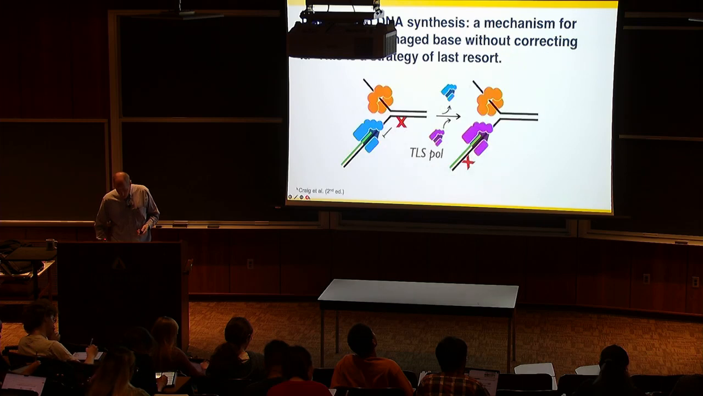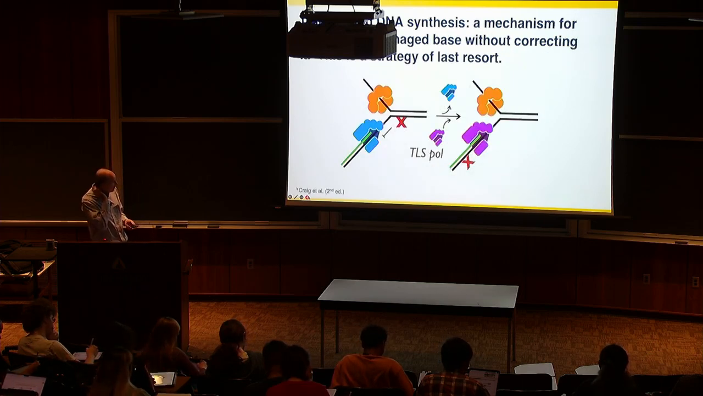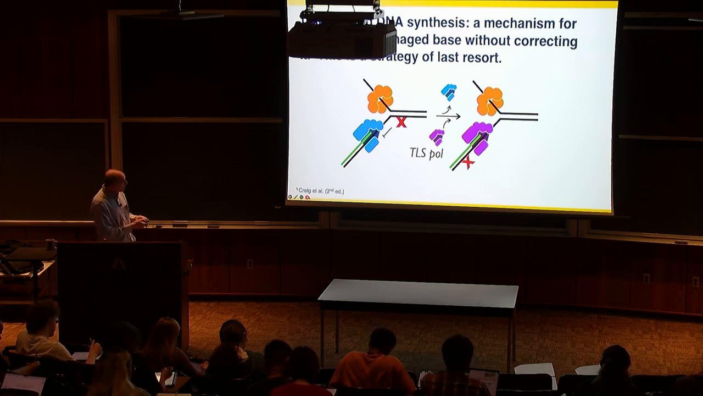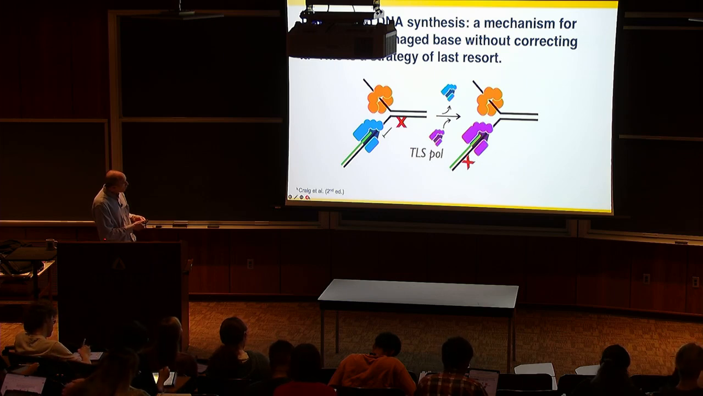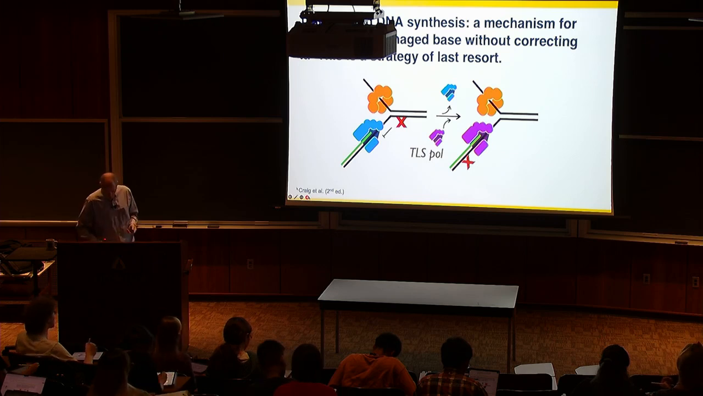I think we can skip that one. Okay, here's just the translesion synthesis. This is that mechanism of last resort that I mentioned earlier. Here we have a DNA modification that would block the replicative polymerase, and the translesion repair polymerase hops on just for this little interval to synthesize across that place and then hands it off back to the replicative polymerase.